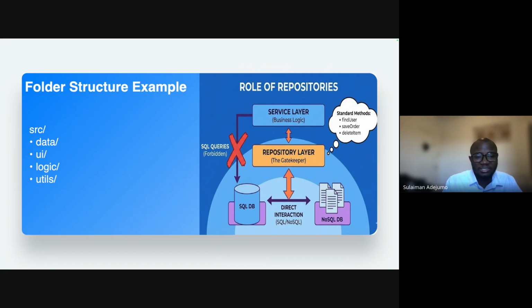The UI folder can contain code that updates the interface or handles the display. The logic folder can focus on how the application behaves and makes its decisions. And the utils folder is useful for small helper functions that are reused in different places. So this structure makes it really easy to navigate the project as it grows. Instead of scrolling through long files, you can go directly to the area that you need.